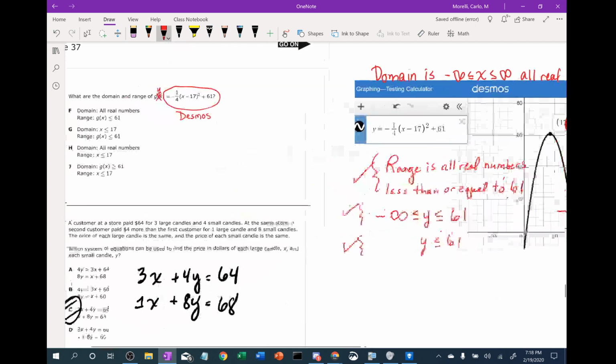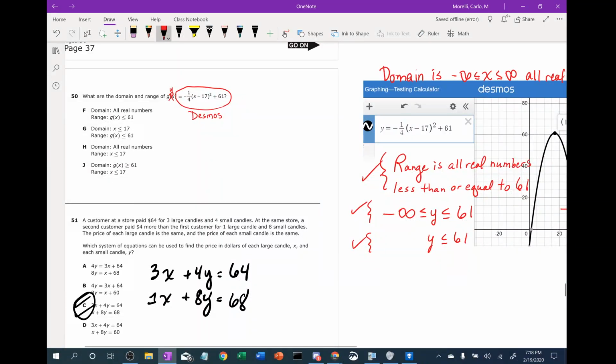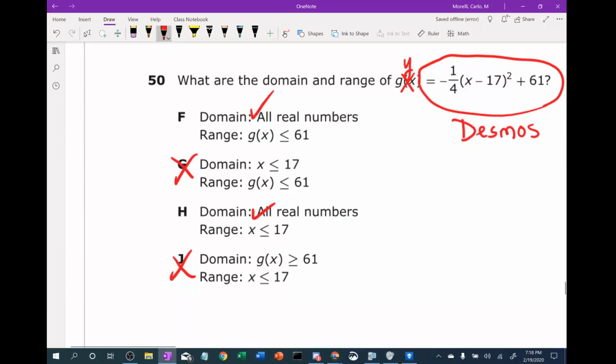So let's go look at our answer choices and see. Domain is all real numbers, and domain is all real numbers. That means G and J can be eliminated. And it says here G of X, which remember is Y, less than or equal to 61. That's correct. Over here it says X is less than or equal to 17. That's not correct. So it's F for that reason. So Desmos for the win on that one.